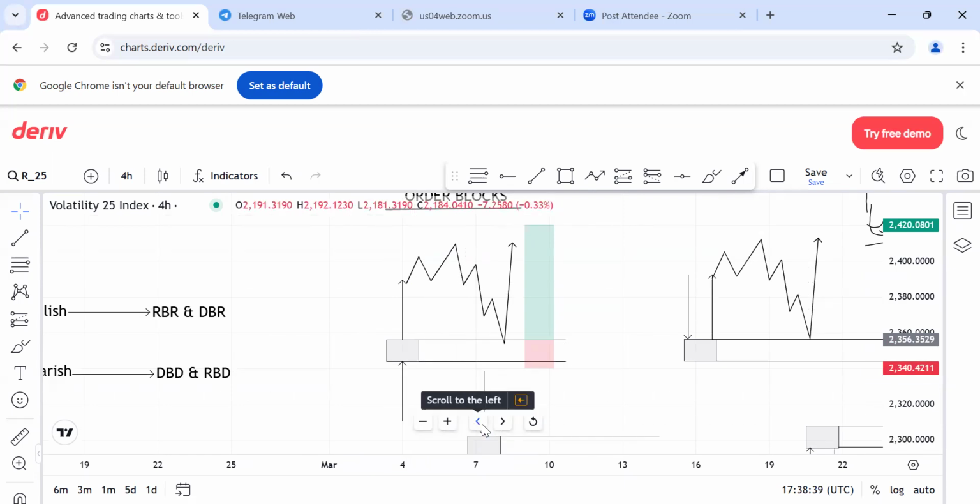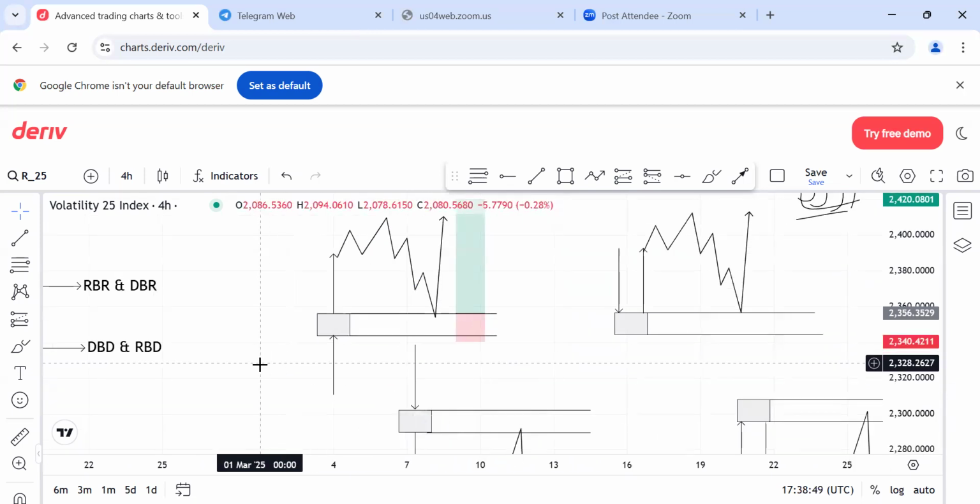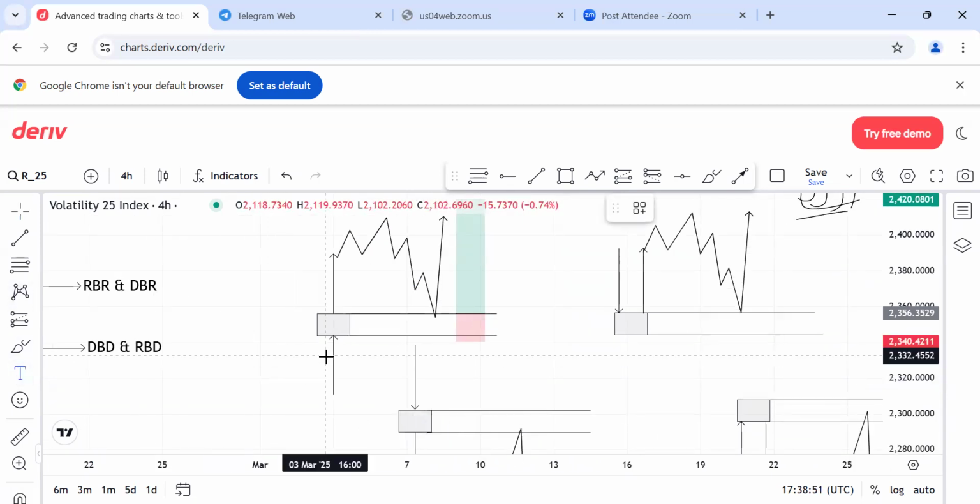Yeah. If it's a bullish order block, you should know that it could either be a rally base rally pattern or a drop base rally pattern. So I think we should write down the name of this. This is what a rally base rally is.